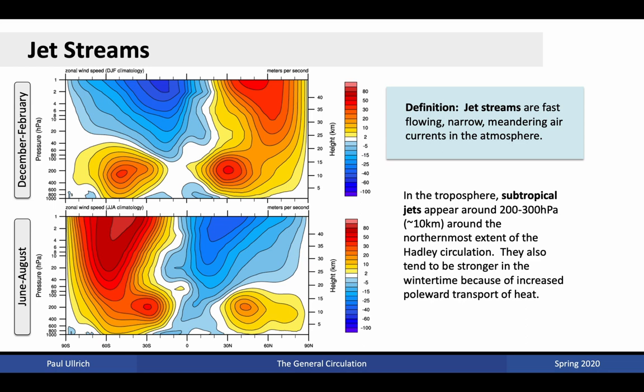This is where we get the midlatitudinal jet streams. Formally, jet streams are fast-flowing, narrow, meandering air currents in the atmosphere. Some of the fastest wind speeds in the atmosphere can be found within these jet streams, and they typically occur near the tropopause in the subtropical regions. The subtropical jets specifically tend to appear between 200 and 300 hectopascals, or about 10 kilometers up in the atmosphere. They extend around the northernmost extent of the Hadley circulation in the northern hemisphere and the southernmost extent in the southern hemisphere. You can see them in this figure as the two regions of large zonal winds located at about 200 hectopascals altitude at about 30 degrees north and south.